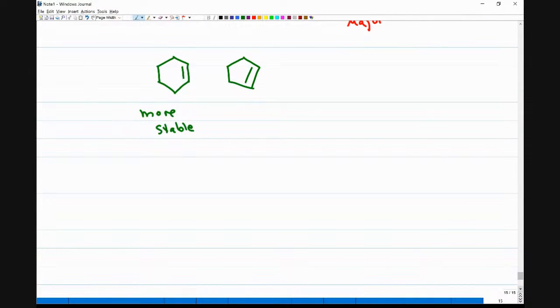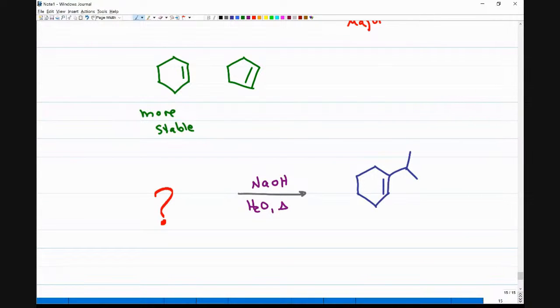Okay, so let's go with somehow, someway, you have to come up with a reactant in a situation where you're given NaOH, H2O, and heat, and your final product looks like this. All right, so the question is, what reaction took place based on the product that I see, and how do I undo it to come up with the reactants?